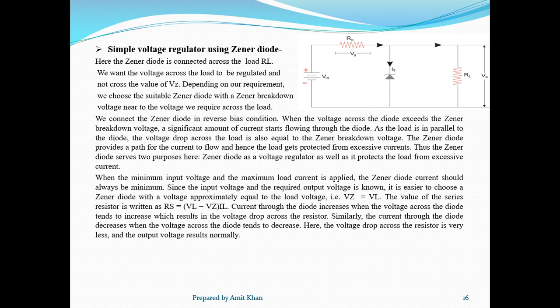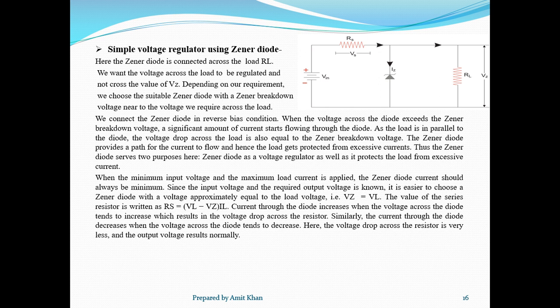Now, when the minimum input voltage and the maximum load current is happening, then the Zener diode current should always be minimum. So as the input voltage and the required output voltage are known, it is easier to choose a Zener diode with a voltage approximately equal to the load voltage, that is Vz equals VL. So the value of the series resistor, that is Rs, equals (VL minus Vz) into IL.